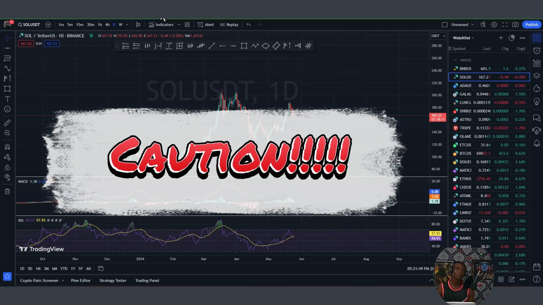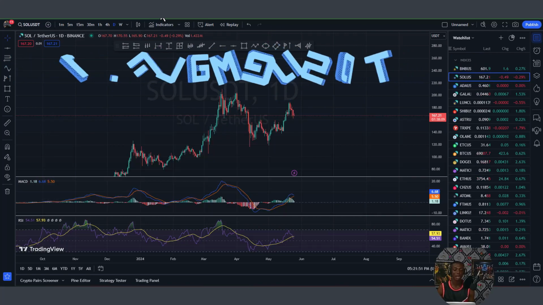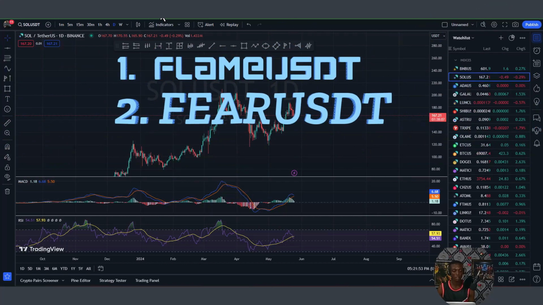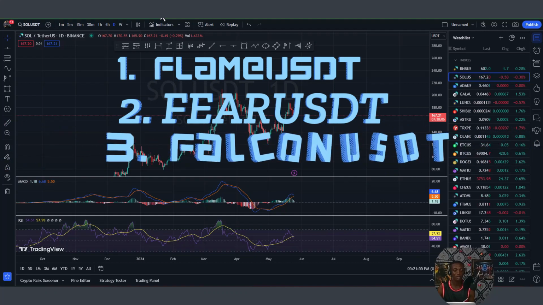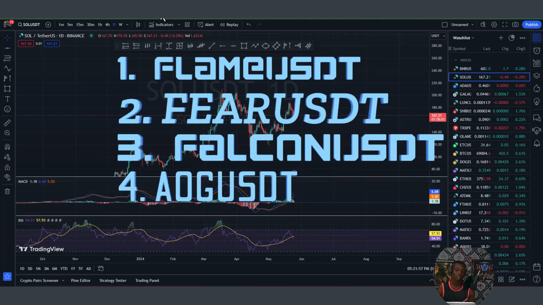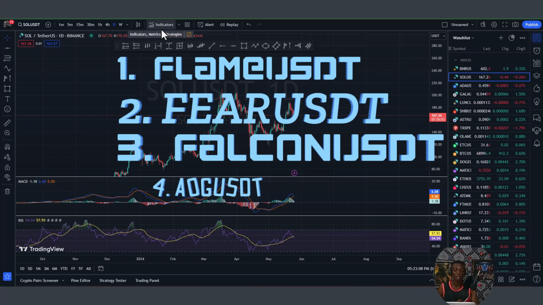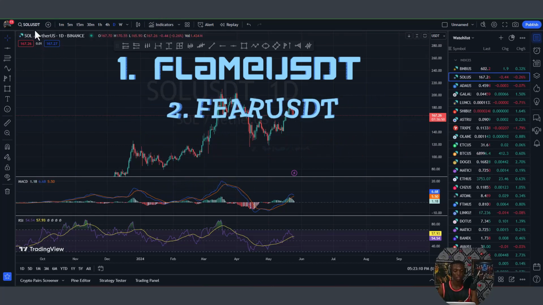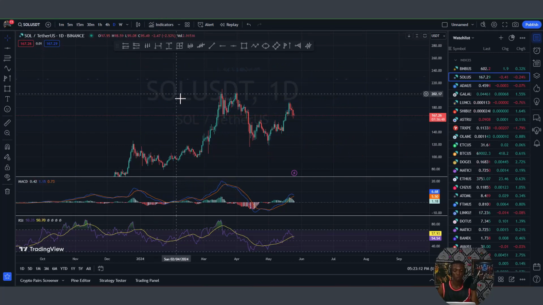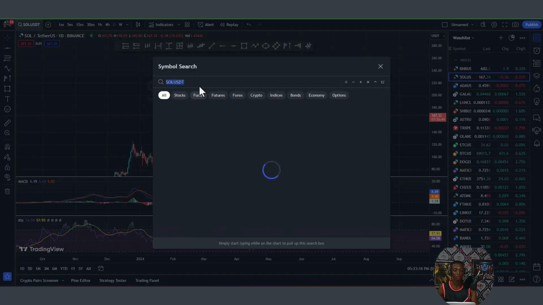The cryptocurrencies we'll be analyzing today are Flame USDT, Fear USDT, Falcon USDT, and AOG USDT. So let's start with Flame USDT, okay? Go to your TradingView and type Flame USDT.